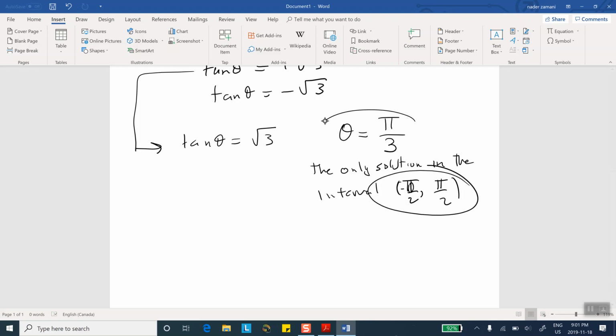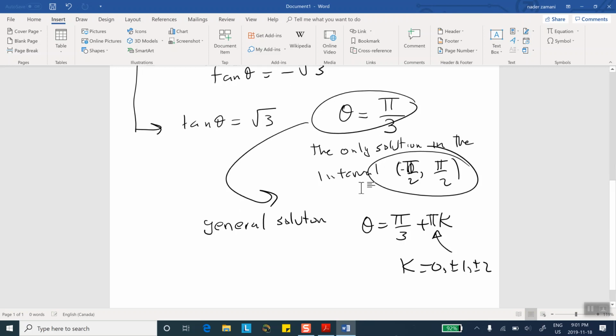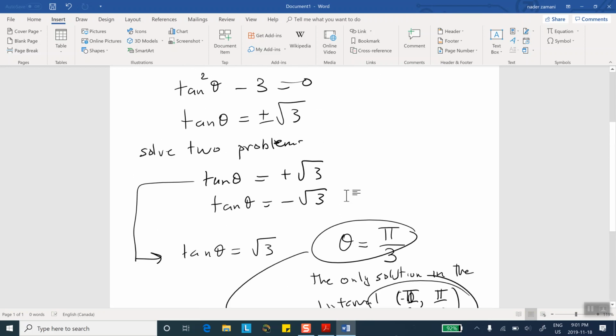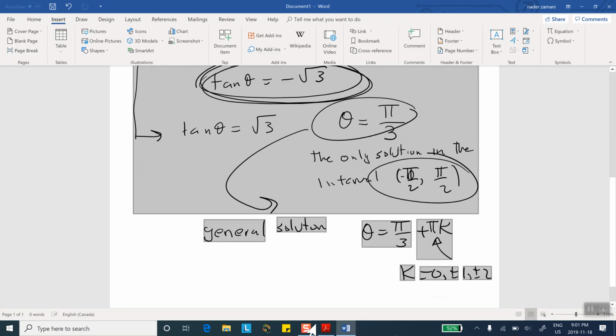And therefore, once you get this, the general solution is just take that and add to it multiples of pi, multiples of the period. The period is pi. K equal to 0, plus or minus 1, plus or minus 2, etc. Now let me do the other one. This fellow, I have to do now, again patiently. So let me erase all of these things.